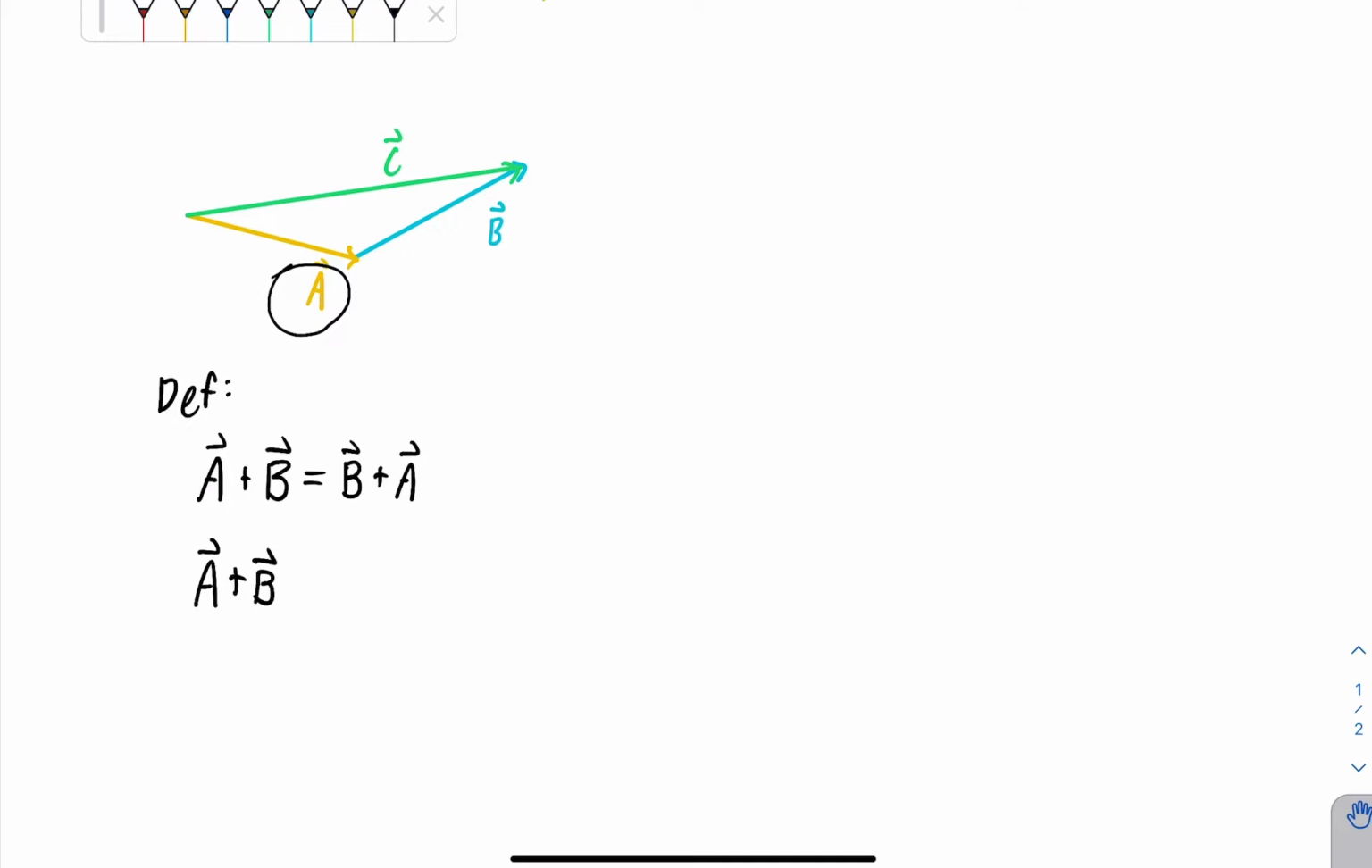So this would be the same as A sub x plus B sub x times the unit vector for x, e hat sub x, plus A sub y plus B sub y times the basis vector for y, e sub y.